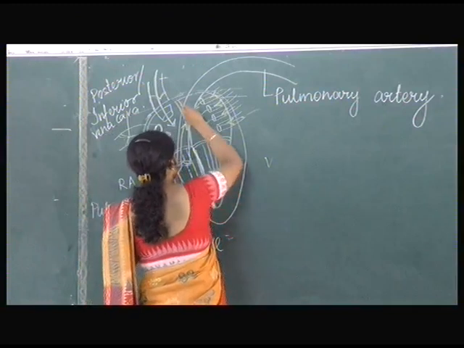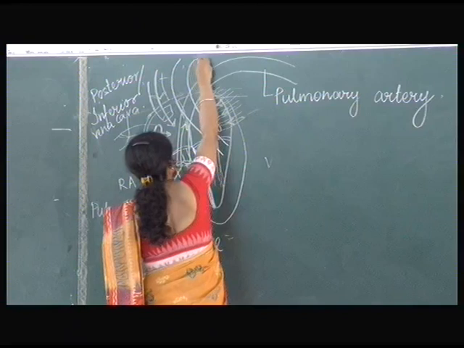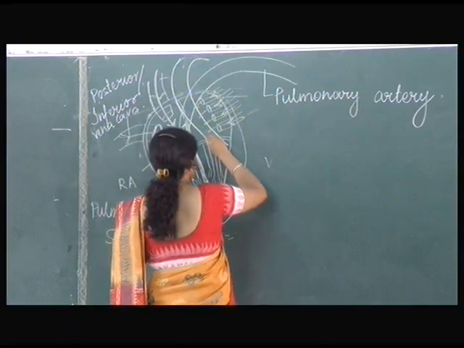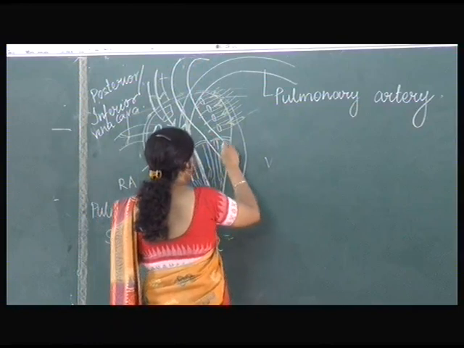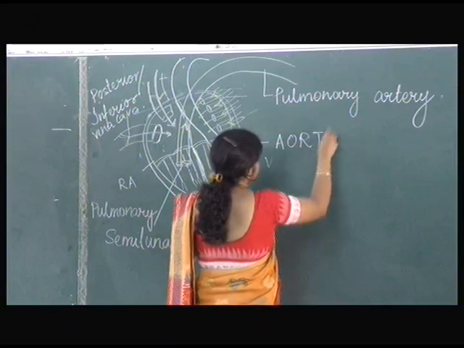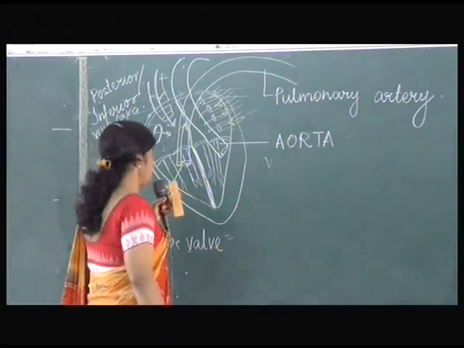The last one is this one from the left ventricle. I'll be repeating these again, and this is the major artery, the main artery of our body, and this is known as the aorta. R is silent. We call it aorta. Is it clear?